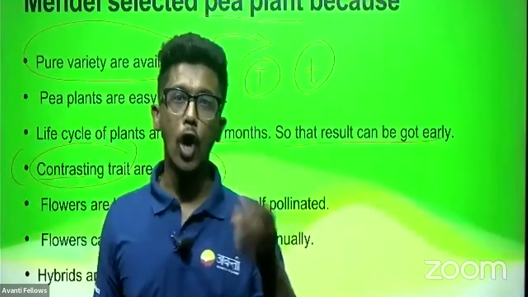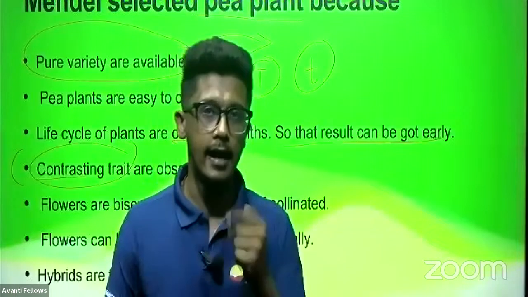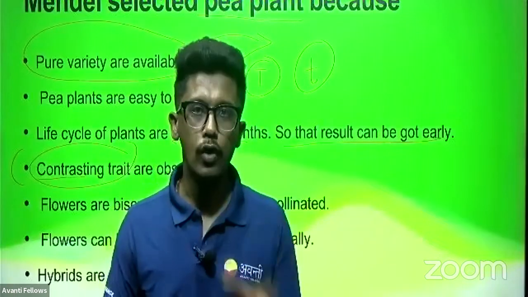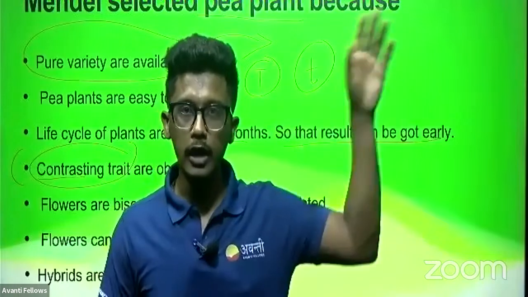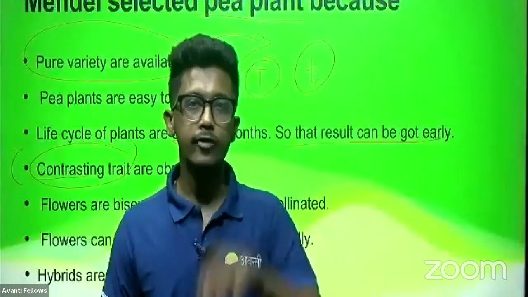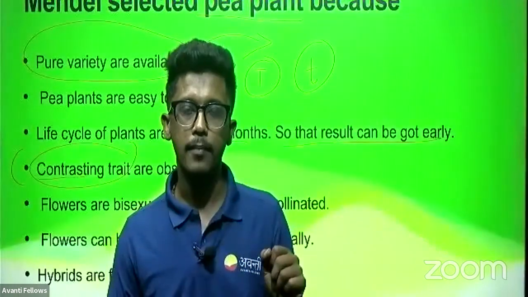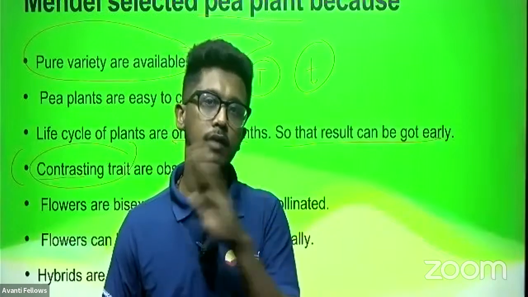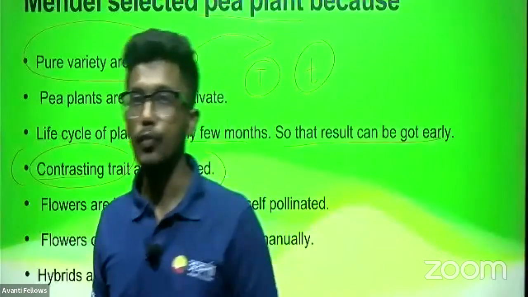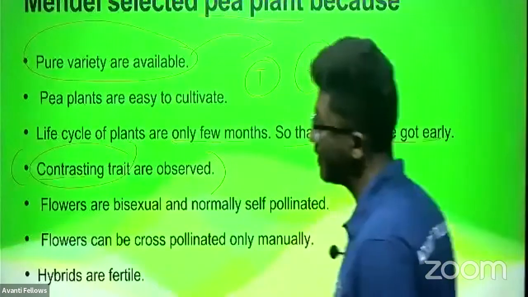Contrasting means you have the oppositeness. There is no middle character to it. Correct, right? So now you understand. There is only tall or there is only dwarf. There is no medium size. You understand my point. So these characteristics were very well defined in pea plant. So that's why it was very easy to analyze the data.